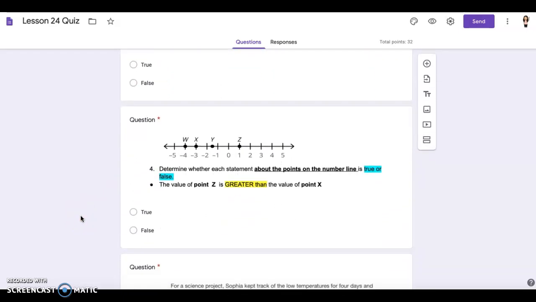Number 4. Determine whether each statement about the points on the number line is true or false. The value of point Z, which is a positive 1, is greater than the value of point X, which is a negative 3. Is that true or false?